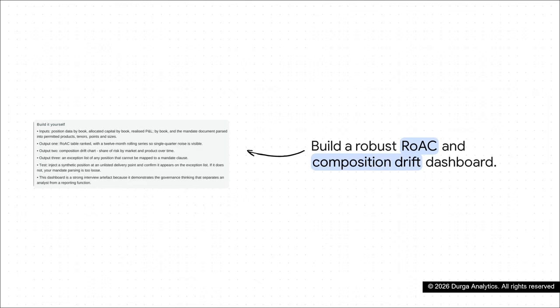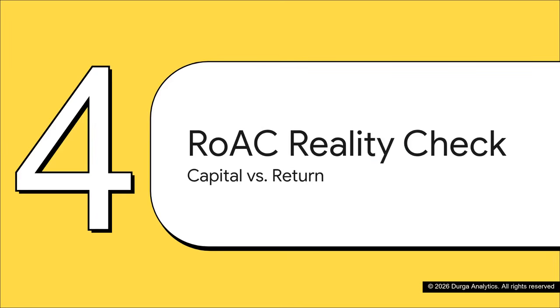You have to inject a synthetic position at an unlisted delivery point into your data. If that synthetic trade doesn't immediately show up on your exception list, your mandate parsing is way too loose. Building this kind of system is exactly the governance thinking that separates a true risk analyst from someone who just runs reports. Which brings us to Section 4, the ROAC reality check.